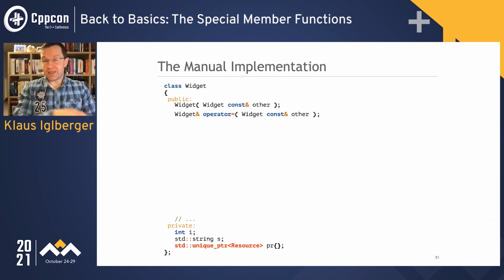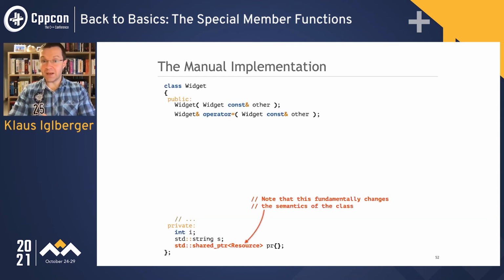Now, of course, you could think of another data member, like a shared pointer. A shared pointer can be copied, and it also, of course, deals with resources. But before we now move on, please do realize that this absolutely fundamentally changes the semantics of the class. Before, I was actually talking about a widget where each widget owns a resource. Now we're suddenly talking about a lot of widgets that share one resource, shared ownership. That is indeed something very, very different semantically. So that is not a general solution.